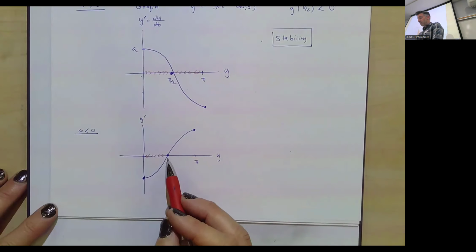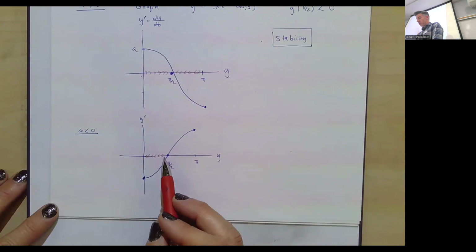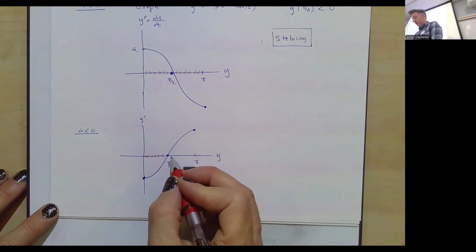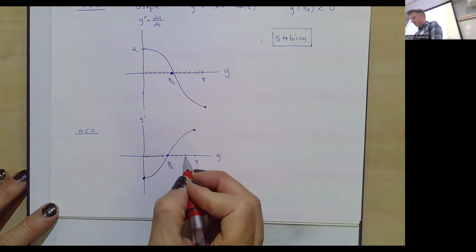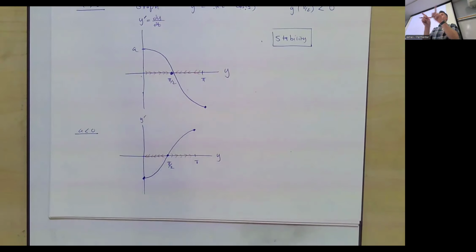If y was between pi over 2 and pi, then the derivative is positive. So the y value should be getting larger. In this case, we're getting pushed away from our equilibrium, which means it's unstable. If you move just a little bit away from it, you're going to get pushed further away from it. It's like being at the top of your scary parabola.